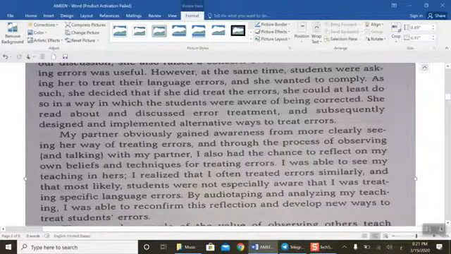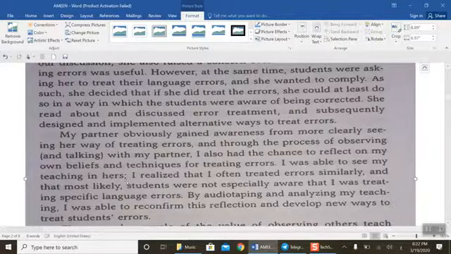What about the observer؟ الobserver اللي راح وشاف. My partner obviously gained awareness، شوف حصل awareness from more clearly seeing her way of treating others, and through the process of observing and talking with my partner, I also had the chance. إذا أنا راح استفاد أني من رحت للصف. I had the chance to reflect on my own belief and technique for treating others. Okay. I was able to see my teaching in hers. يعني أنا شفت نفسي مستر علي كأنما مستر علي، نفس the ways that Mr.